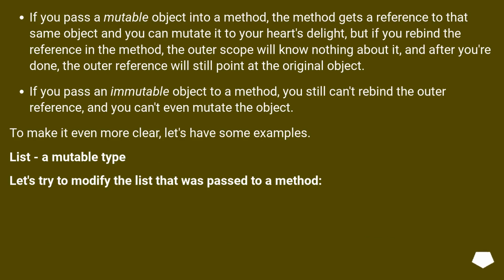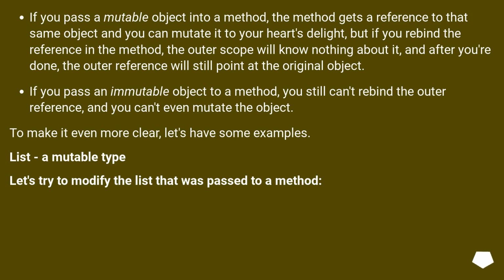if you pass a mutable object into a method, the method gets a reference to that same object and you can mutate it to your heart's delight. But if you rebind the reference in the method, the outer scope will know nothing about it, and after you're done, the outer reference will still point at the original object. If you pass an immutable object to a method, you still can't rebind the outer reference, and you can't even mutate the object. To make it even more clear, let's have some examples.